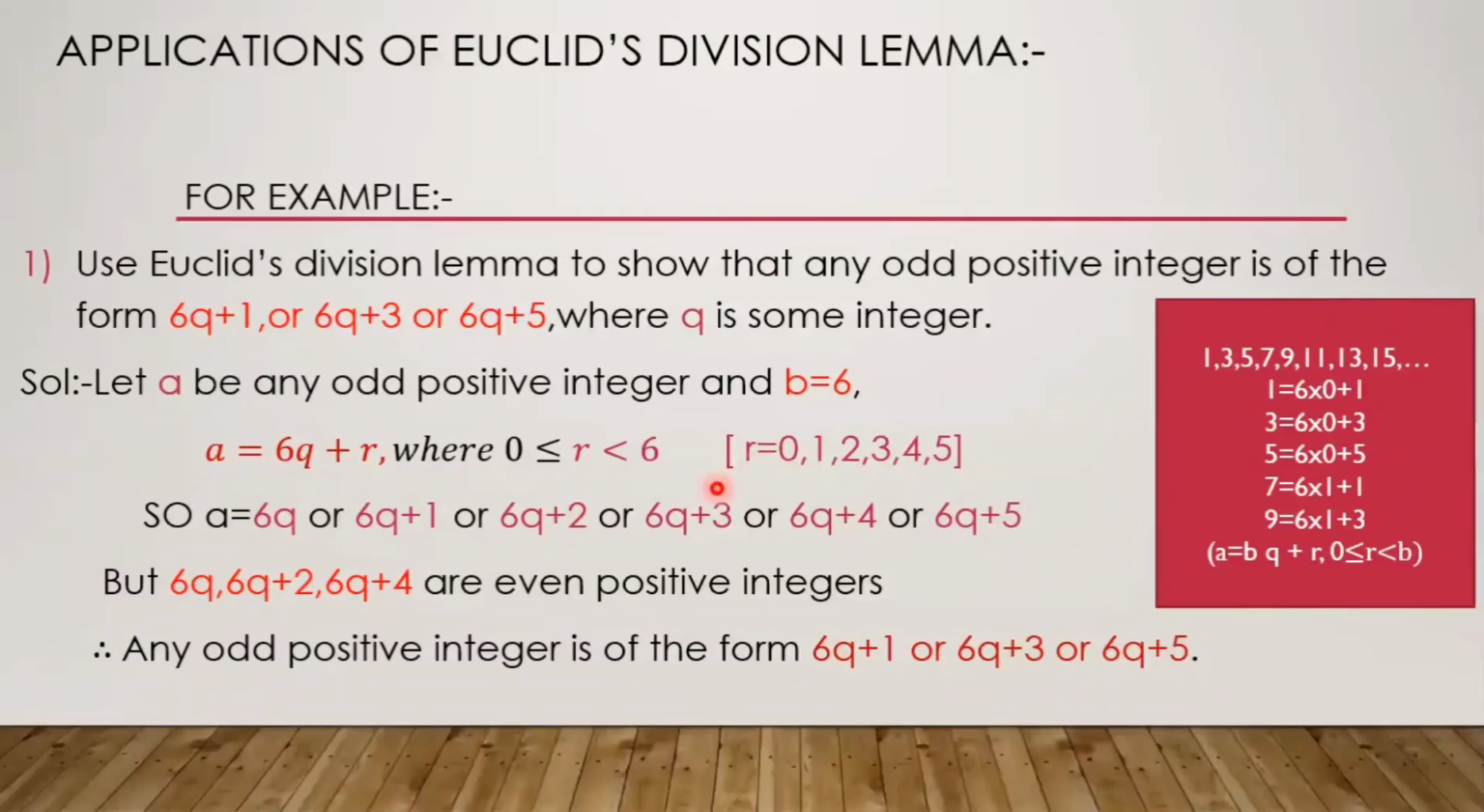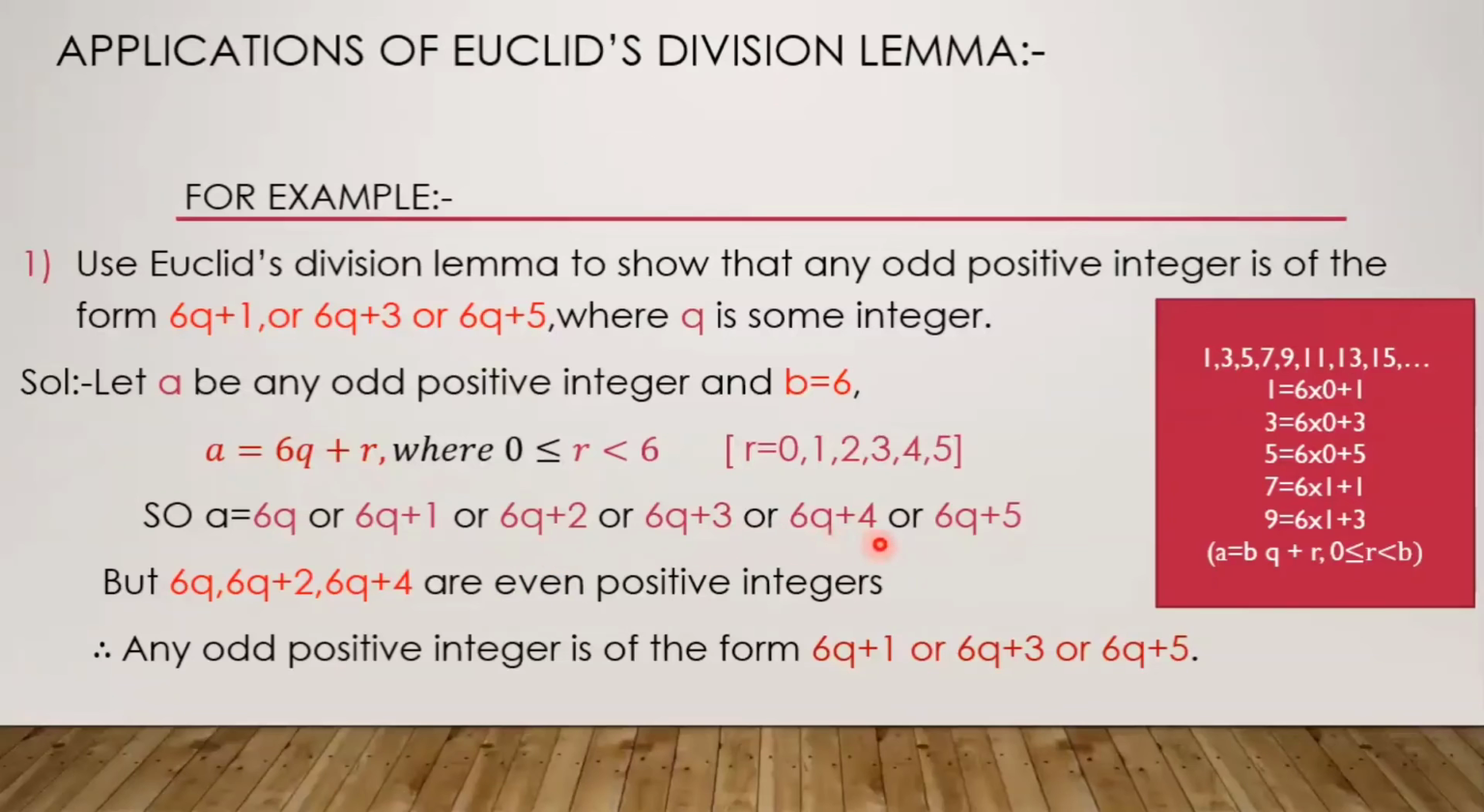If these values are substituted in it, if r equal to 0, a equal to 6q. When r equal to 1, a equal to 6q plus 1. When r equal to 2, a equal to 6q plus 2. When r equal to 3, a equal to 6q plus 3. When r equal to 4, a equal to 6q plus 4. When r equal to 5, a equal to 6q plus 5.